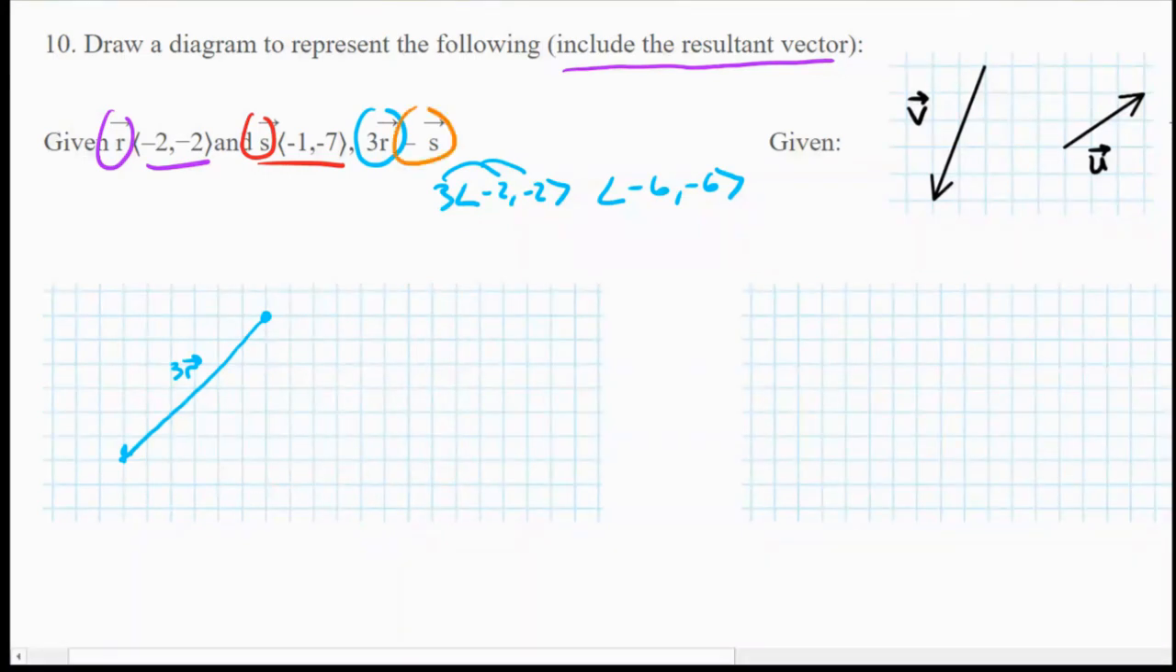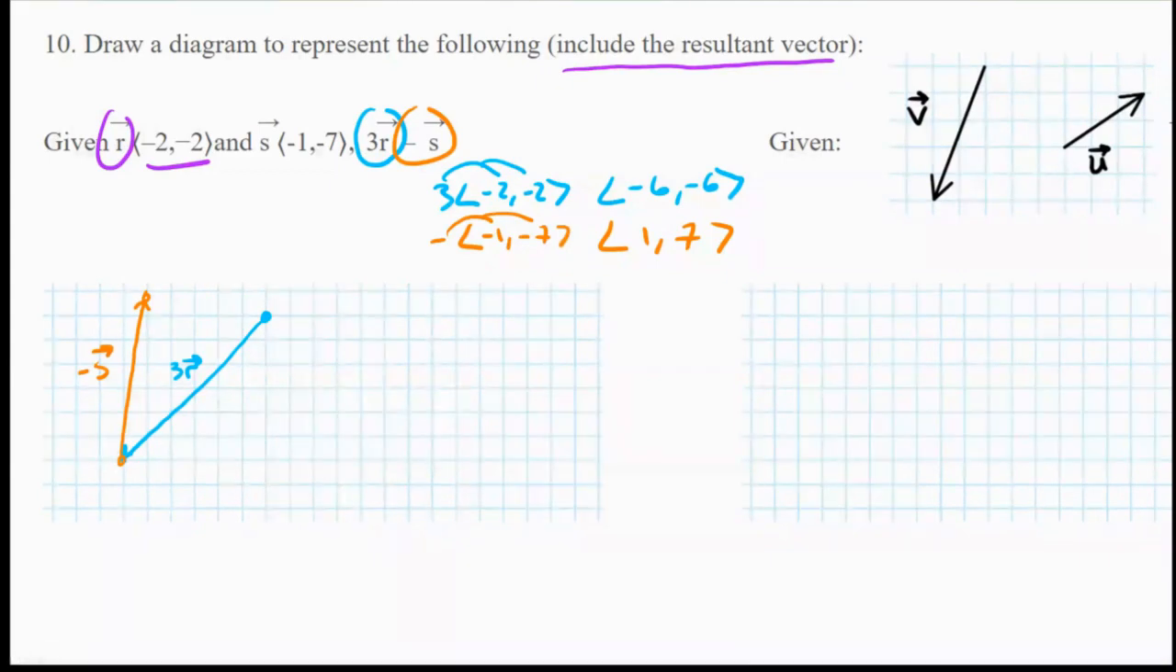Now for this, we're subtracting vector s. So instead of drawing vector s, I want to draw the negative vector s. The negative of vector s, -1, -7. Again, it's like I'm distributing that negative, and I get 1, 7. So from the point where I stopped from the last one, I go 1 unit to the right, and 1, 2, 3, 4, 5, 6, 7 up. And there is my vector -s.